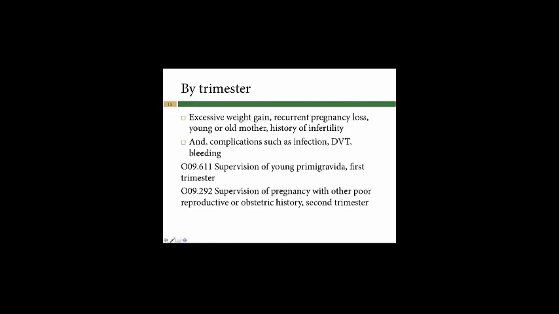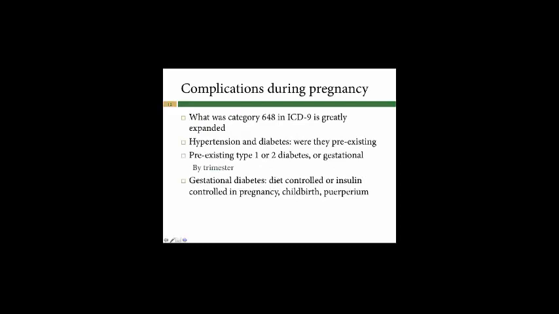And again, we know we may, for some patients and some claims, need to be sending in claims either because the patient changes insurance or they have managed Medicaid, and these are the kind of codes that we would be using. So complications during pregnancy. So what was Category 648 in ICD-9 is greatly expanded. And if you've been listening in on these, then you've heard me say those words, greatly expanded, a lot over the course of the time.